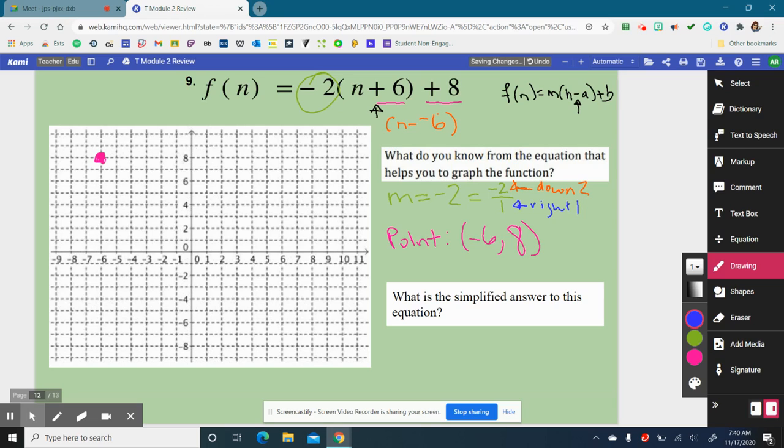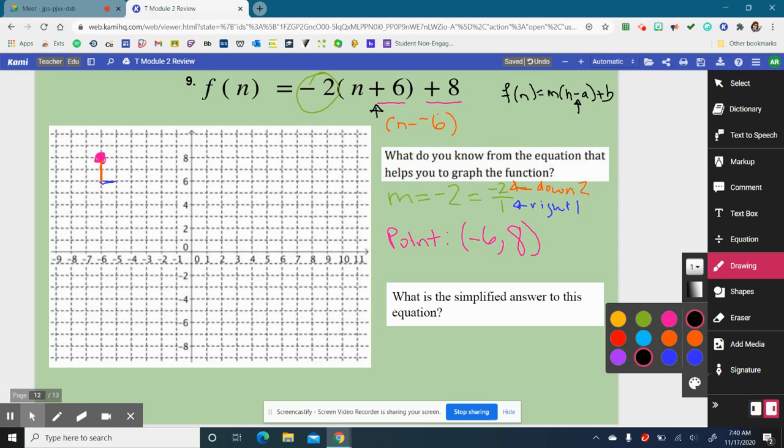Remember, the top number of the fraction for a slope means you go up or down. The bottom number tells you to go right or left. And again, it depends on the signs. So from my pink point, I'm going to go down 2, and then I'm going to go right 1, and I'm going to plot a dot.